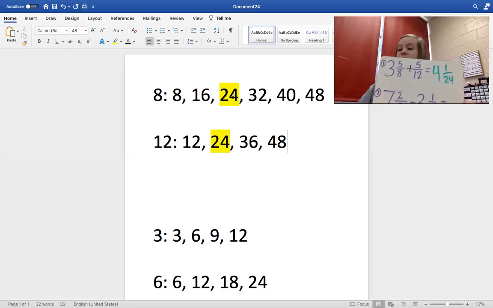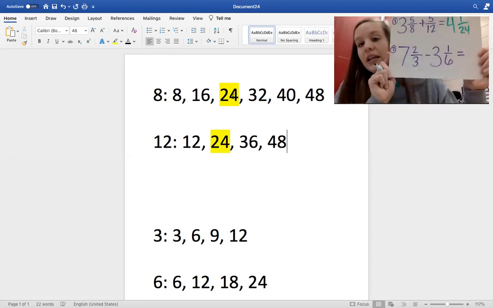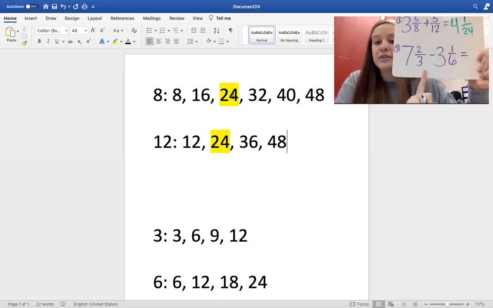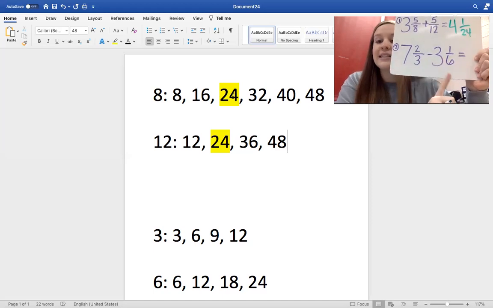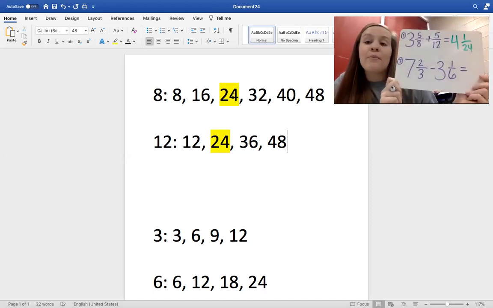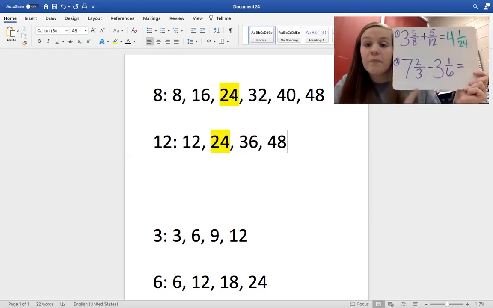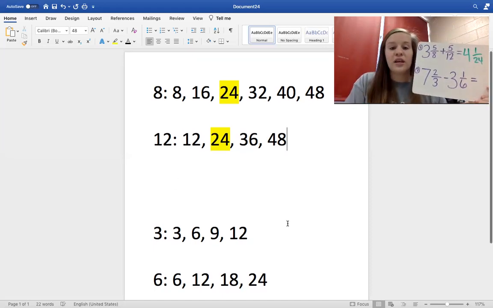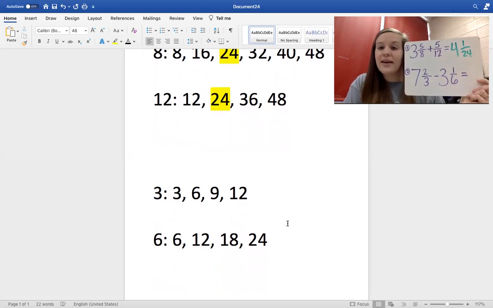Now we are going to do a subtraction problem together. We have 7 and 2/3 minus 3 and 1/6. Just like last time, we need to find a common denominator between 3 and 6. So I have those on the board. Let's go ahead and look and see what that common denominator is going to be.